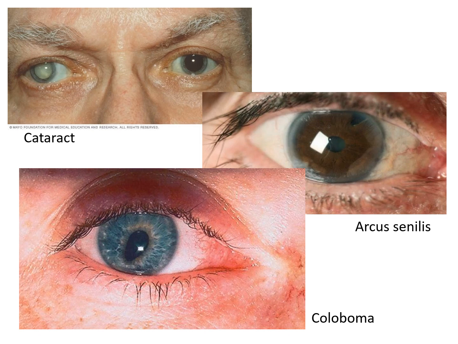Arcus senilis is common in older adults, and it is caused by deposits of fat or lipids in the outer part of the cornea. So in patients such as this, cholesterol and triglycerides are usually the ones causing its effect.